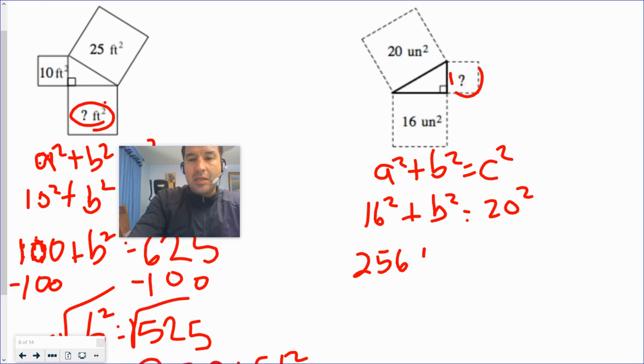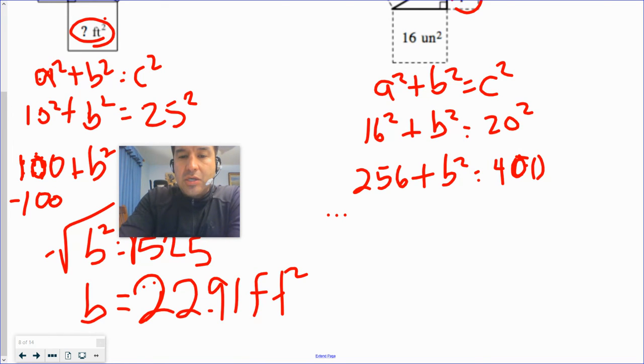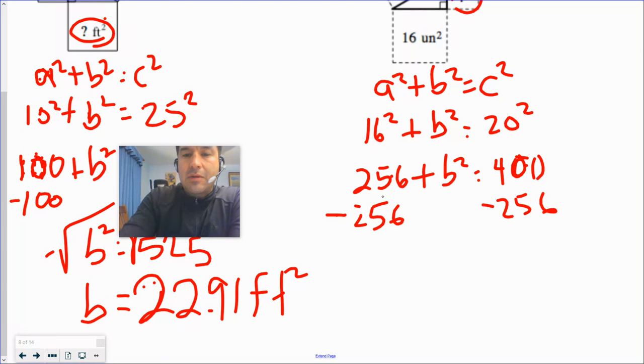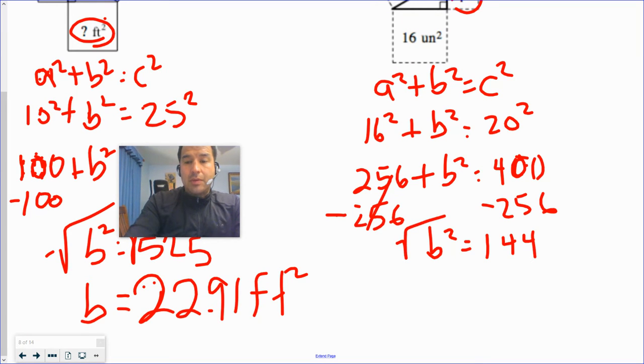256 plus B squared equals 20 squared, I know, is 400. So now I finish this off. I subtract 256 from both sides. Sorry, guys, my pen is usually better than this. I don't know what's going on. So B squared equals 400 minus 256. That'd be 144. And then I do the square root on both sides.